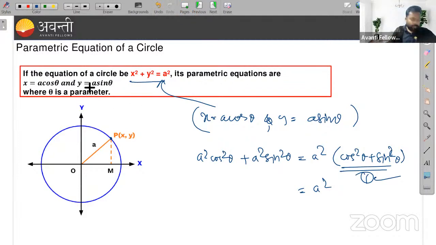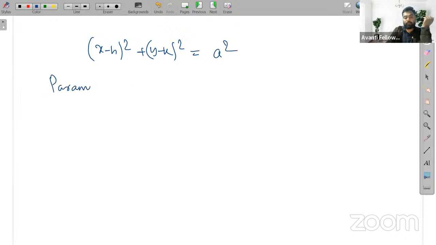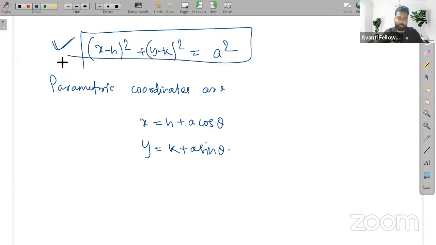Suppose you have an equation of circle like this: x minus h whole square plus y minus k whole square is equal to a square. Then what is the parametric coordinate of this circle? The parametric coordinates will be x is equal to h plus a cos theta and y is equal to k plus a sin theta. These are the parametric coordinates of the circle when it is in this form. Is that clear to everyone, guys? Clear?